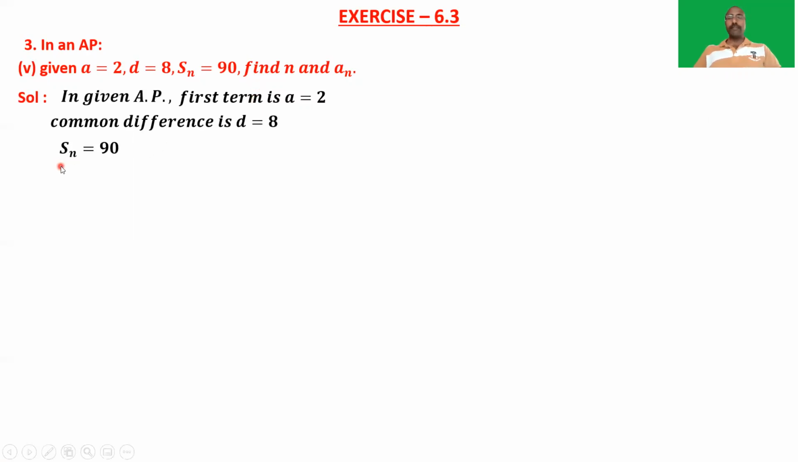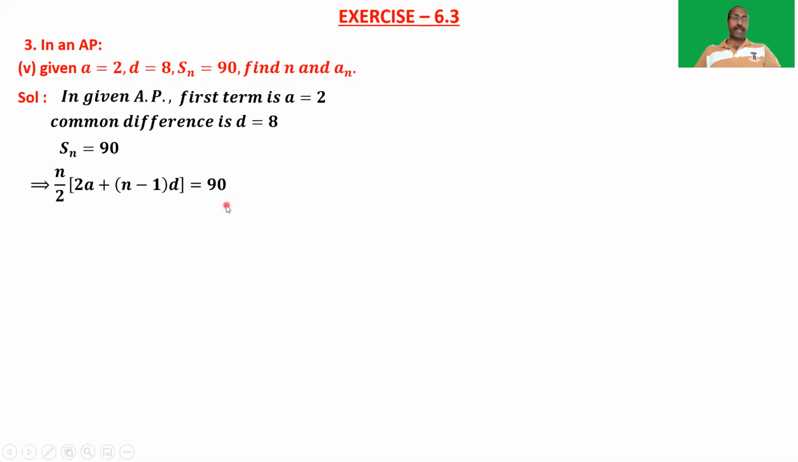We know that the formula for finding Sn is n by 2 into (2a plus (n minus 1) into d). So we have n by 2 into (2a plus (n minus 1) into d) is equal to 90. One more formula we have is n by 2 into (a plus l), but we don't know the value of l here, that is the last term. So we have to take n by 2 into (2a plus (n minus 1) into d), and we have a is equal to 2 and d is equal to 8. So we can substitute these two values in this equation.